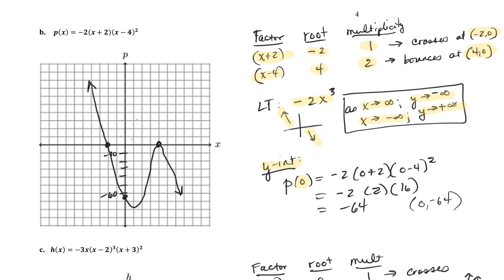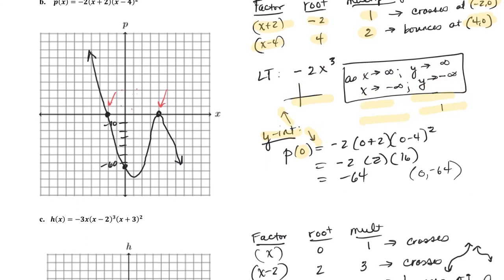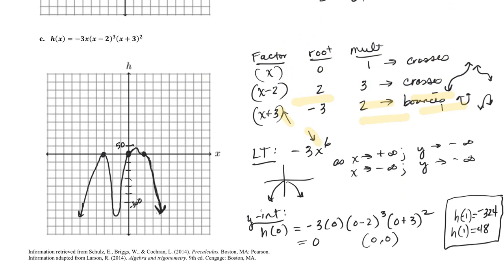And so you can see you crossed at -2, 0. That's where the multiplicity was odd, and you bounced at 4, 0. That's where the multiplicity was even. And then, of course, your ends matched what we found based on that leading term. Okay, so the next one got a little more complicated.